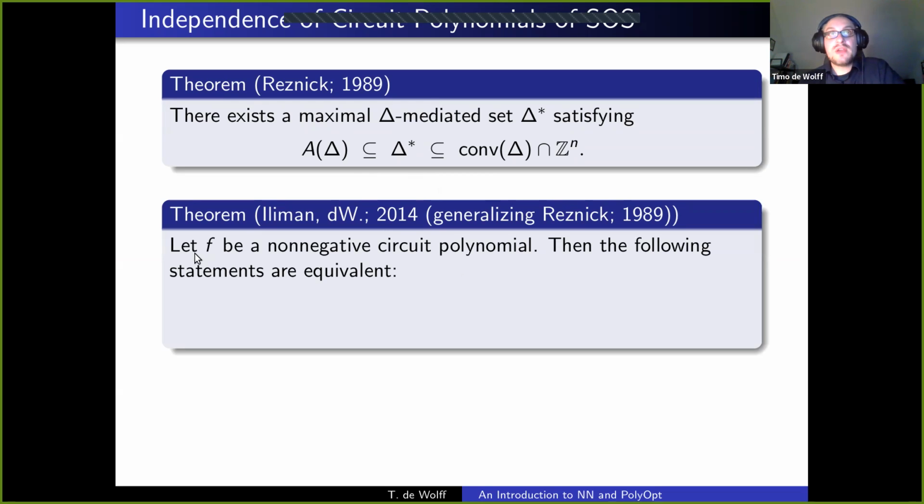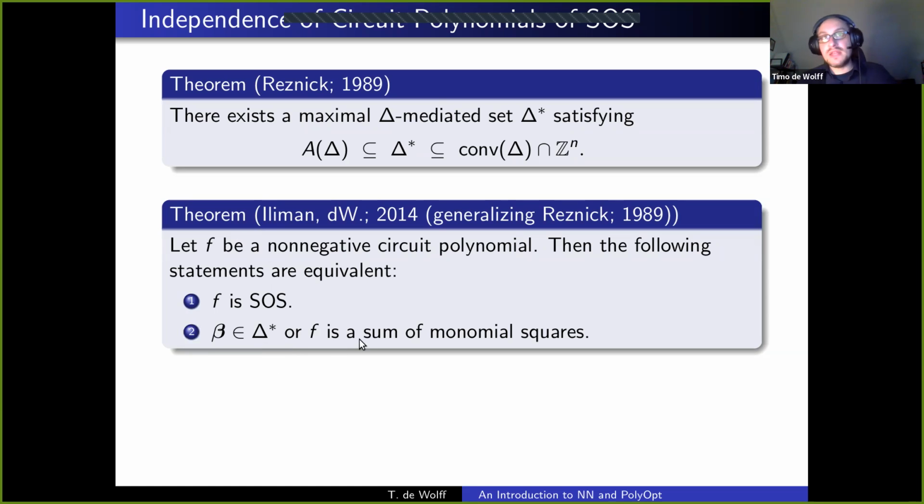Namely, we showed that when we have a non-negative circuit polynomial, then it is a sum of squares if and only if this distinguished inner term, the one that corresponds to the coefficient that can have a negative value, belongs to the maximal delta mediated set with respect to the Newton polytope of this polynomial. Or again, you can have a sum of monomial squares, which is the special case that we discussed already before. Okay.